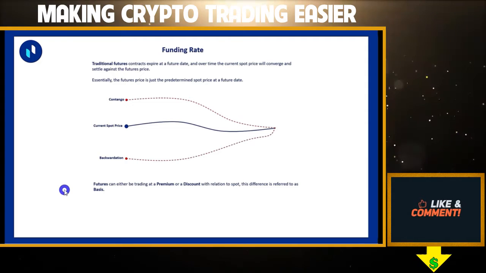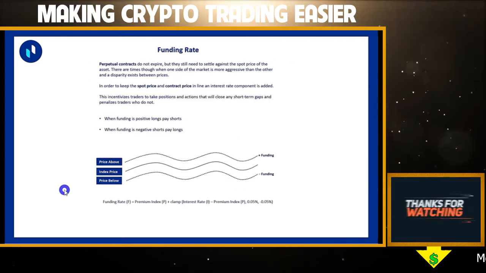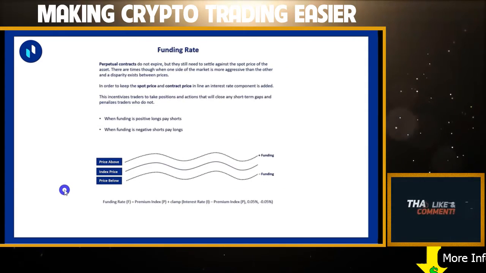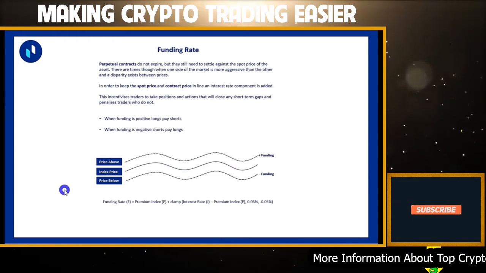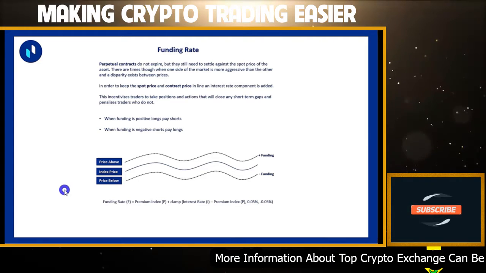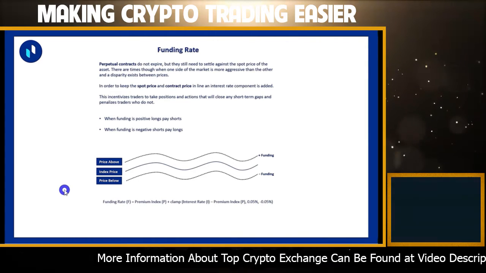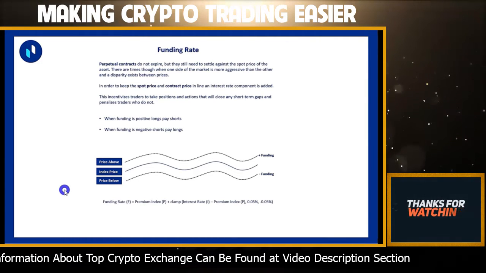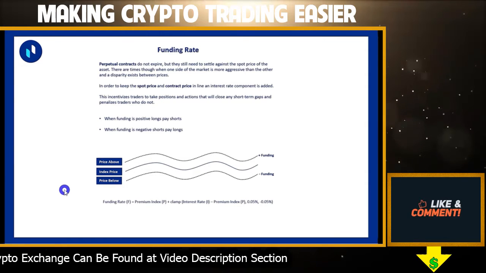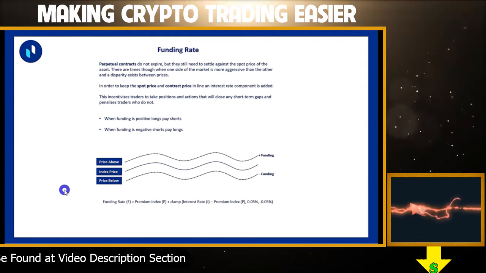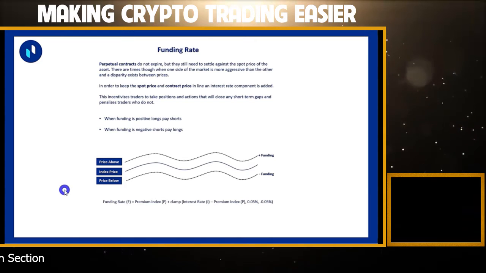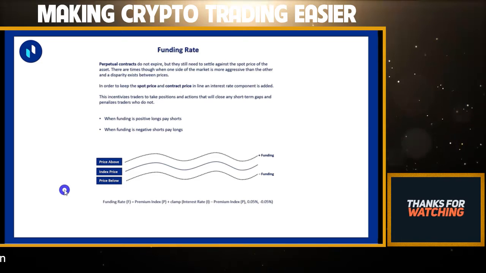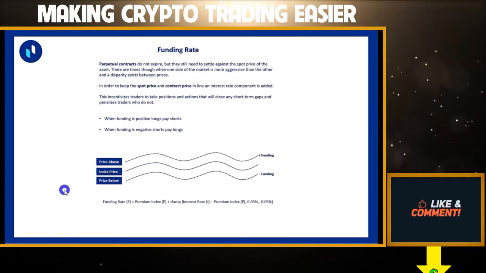But perpetual swaps are a lot different. Perpetual swaps do not expire, but similar to traditional futures contracts, they still need to settle against the spot price. There are times when the spot price, which makes up the index that you'll see on the exchange, and the index is a bunch of different spot prices, is vastly different than the futures price on the exchange. These two are supposed to be in line. They need to settle against each other over time.